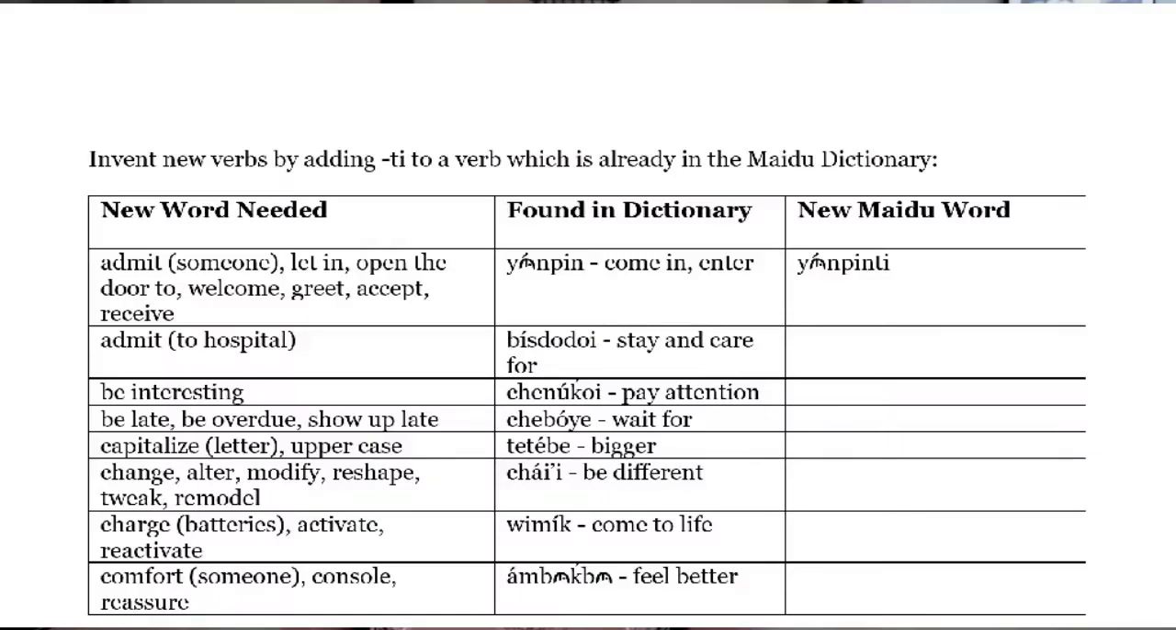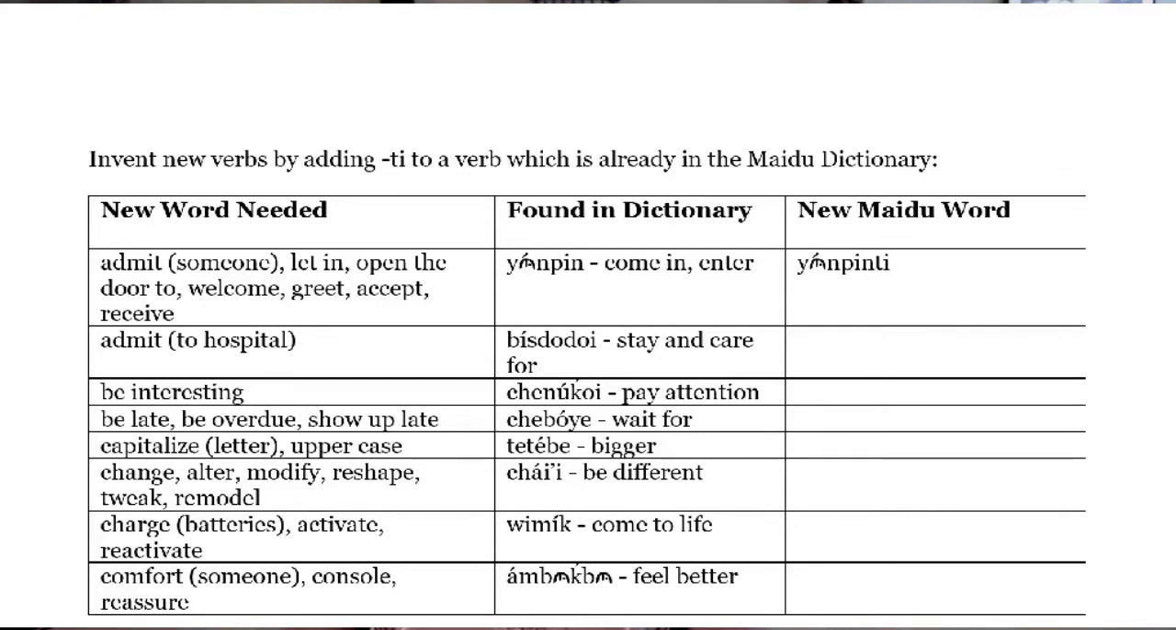Kap means be cooked, be done. Kapti means to cook, to roast. You're causing it to be cooked. In the Modern Maidu workbook, turn to page 35. Let's invent some new words using the ti infix. The first one is done for you.